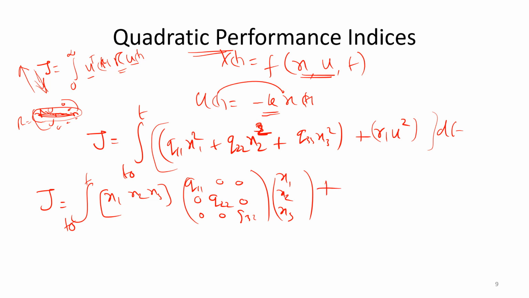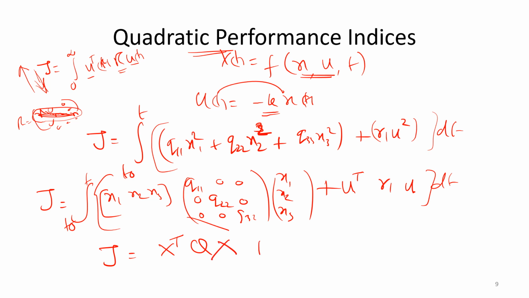Plus we have to do the same for the control variables. We take u transpose, with a matrix R, and u. So this can be written as x transpose, Q (the constant, diagonal matrix), and then x, plus u transpose R u. That's all. This is your quadratic performance index.